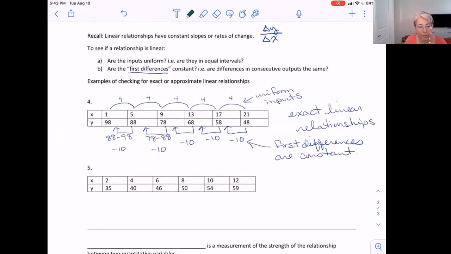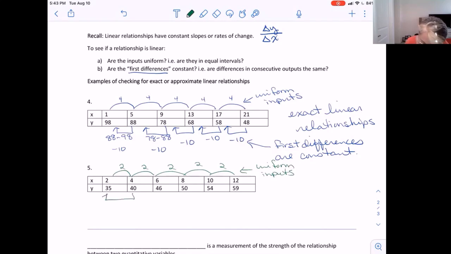So now let's check out number 5. From 2 to 4, we're adding a 2. 4 to 6 is 2. 6 to 8 is 2. 8 to 10 is 2. 10 to 12 is 2. So again, we have uniform inputs. But now let's check out the differences.